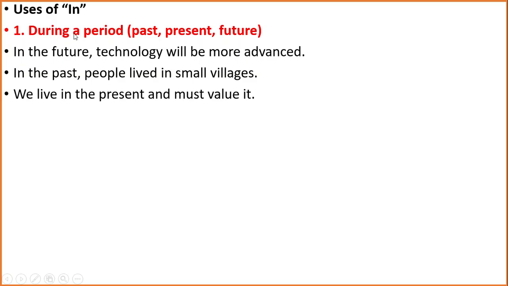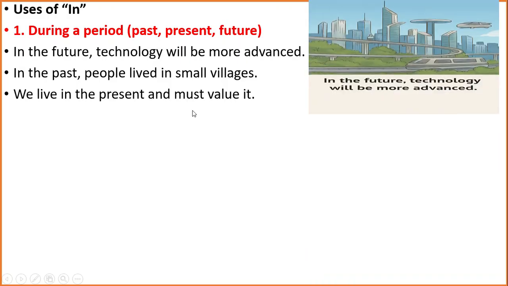So during a period, the period may be past, present, or future. The first sentence is here: in the future, technology will be more advanced. Look at the picture here. Here we are talking about the future. In the future, our technology will be so improved that we may construct that type of town or city.